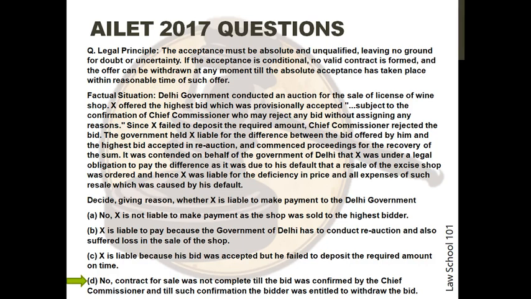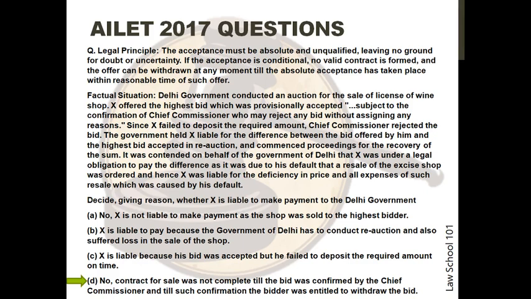Since X failed to deposit the required amount, Chief Commissioner rejected the bid. The government held X liable for the difference between the bid offered by him and the highest bid accepted in the re-auction and commenced proceedings for the recovery of the sum. It was contended on behalf of the government of Delhi that X was under a legal obligation to pay the difference, as it was due to his default that a resale of the excise shop was ordered, and hence X was liable for the deficiency in price and all expenses of such resale which were caused by his default. Decide giving reasons whether X is liable to make payment to the Delhi government.